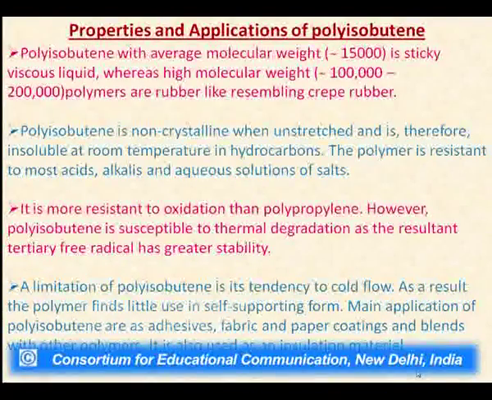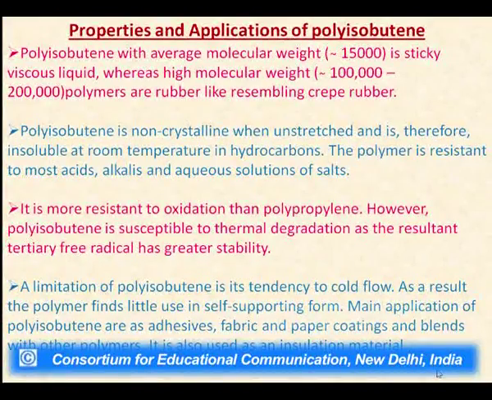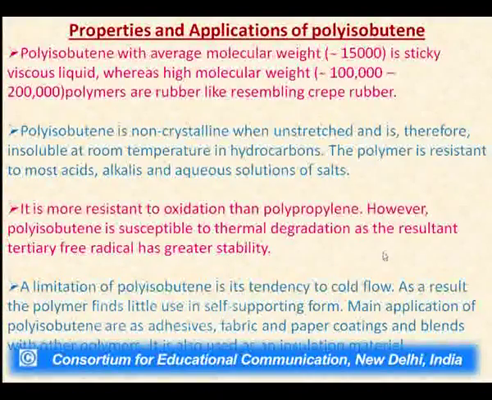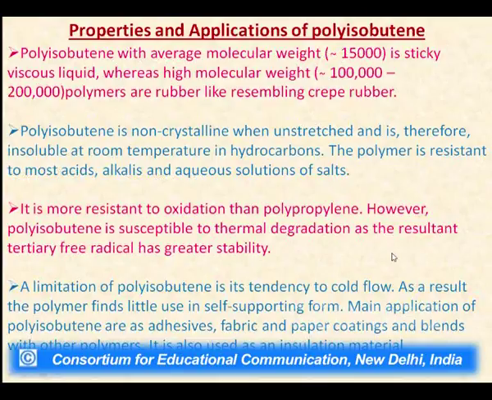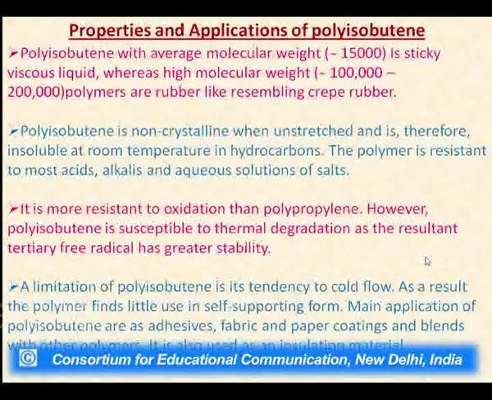However, polyisobutene is susceptible to thermal degradation as the resultant tertiary free radical has greater stability. So, here the chances of oxidation are less and there are chances of degradation of this polymer by a thermal process. A limitation of this polymer is its tendency to cold flow. As a result, the polymer finds little use in self-supporting form. The main applications of polyisobutene are as adhesives, fibers and paper coatings, and blends with other polymers. It is also used as an insulation material.